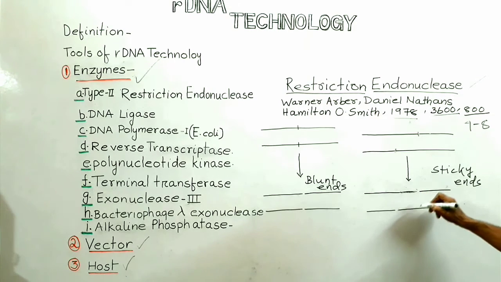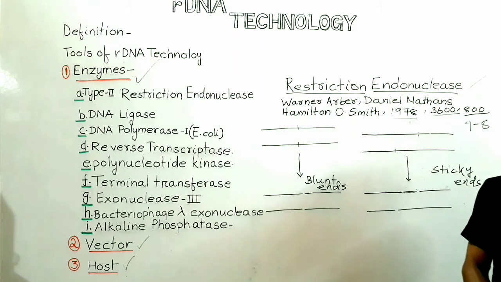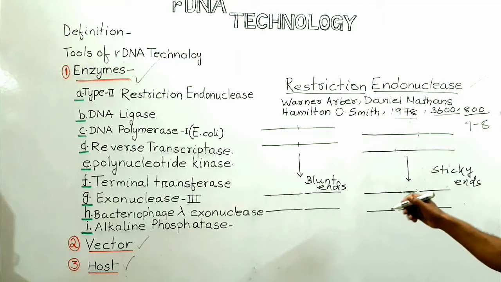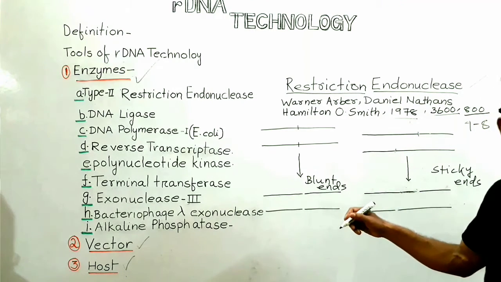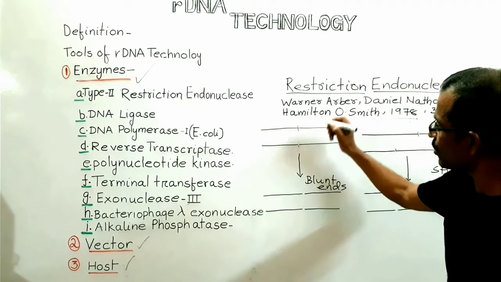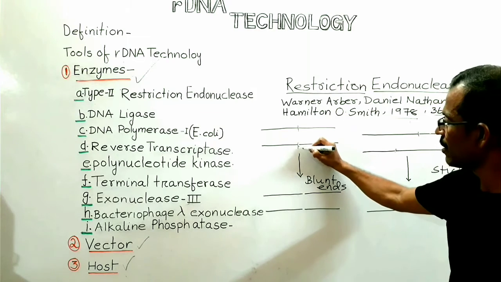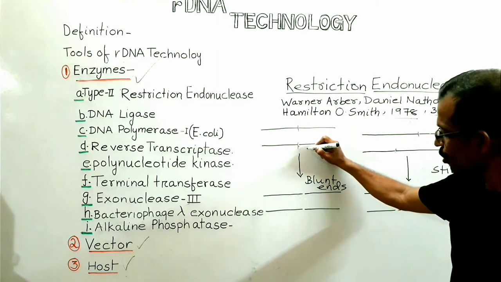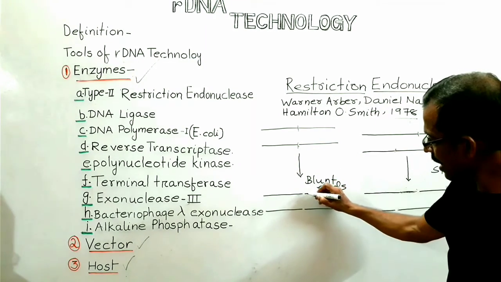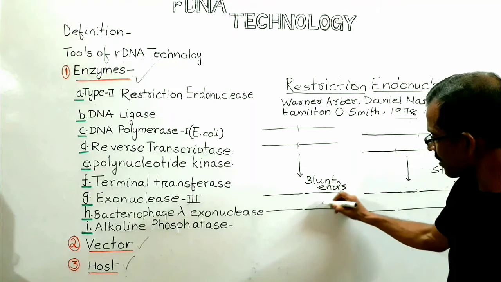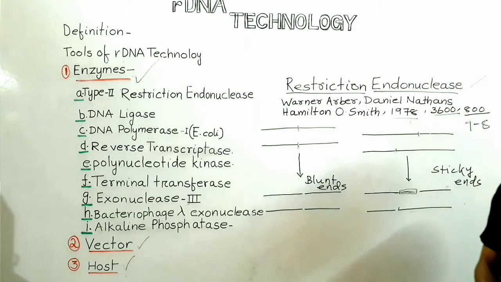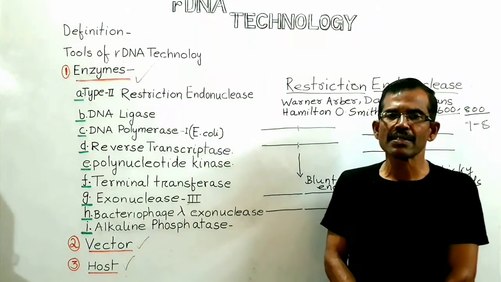Such ends are useful in annealing two DNA molecules. Some other restriction endonucleases produce straight cuts. When they produce straight cuts, both the strands are cleaved just opposite to each other, at the same position. Such straight cuts produce blunt ends. Ends in which both the strands end at the same point are known as blunt ends. This is about different types of restriction endonucleases.